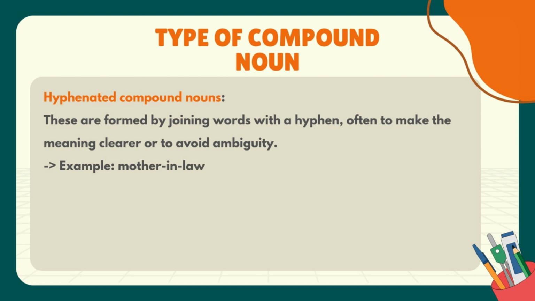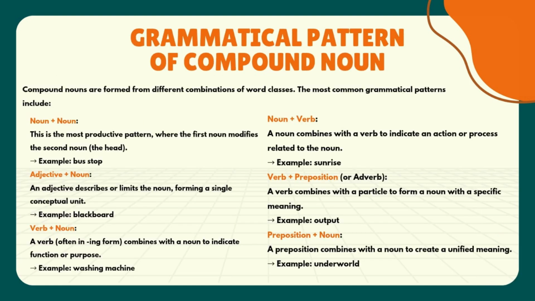The third and the last one is hyphenated compound nouns. These are formed by joining words with a hyphen, often to make the meaning clear or to avoid ambiguity. For example, mother-in-law. Grammatical pattern of compound noun. Compound nouns are formed from different combinations of word classes. The most common grammatical patterns include noun plus noun. This is the most productive pattern, where the first noun modifies the second noun, or the head. For example, bus stop.